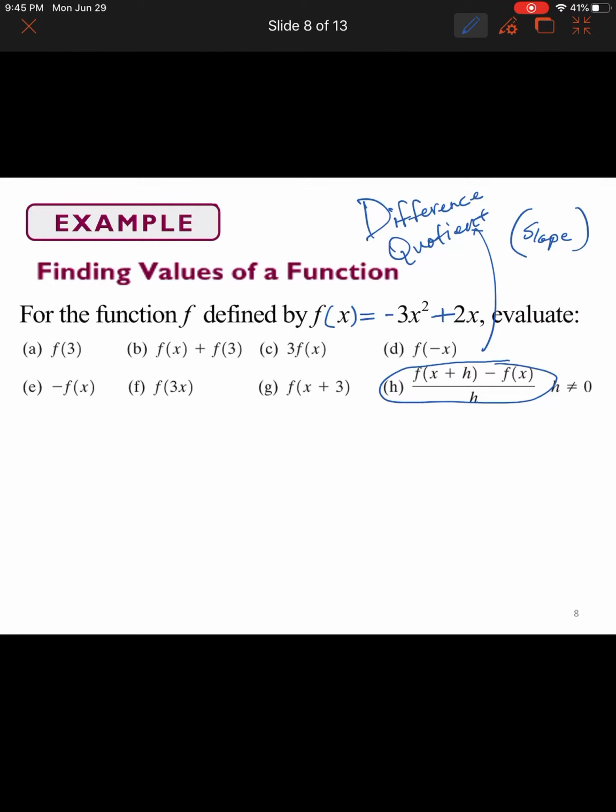All right, so let's go ahead and dive into this. f of x plus h minus f of x over h. First thing first, I need f of x plus h. I'm going to go to my original function, plug in x plus h squared plus 2 times x plus h.